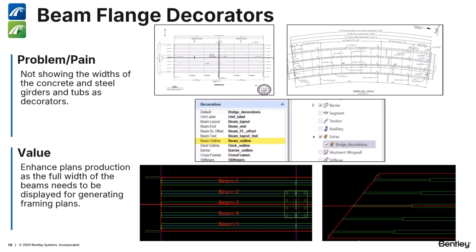Now, also we have the beam flange decorators. So we have our beam layout, the center line of the beams as a decorator, right? The elevation 0 on the 2D view. But then in some framing plans, not only on concrete, but also on steel, they wanted to show the actual thickness or the flange of the beams, either concrete or steel, as you can see in the pictures below.